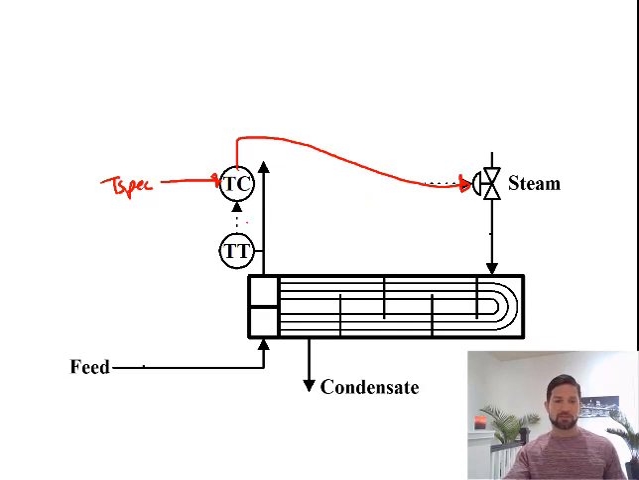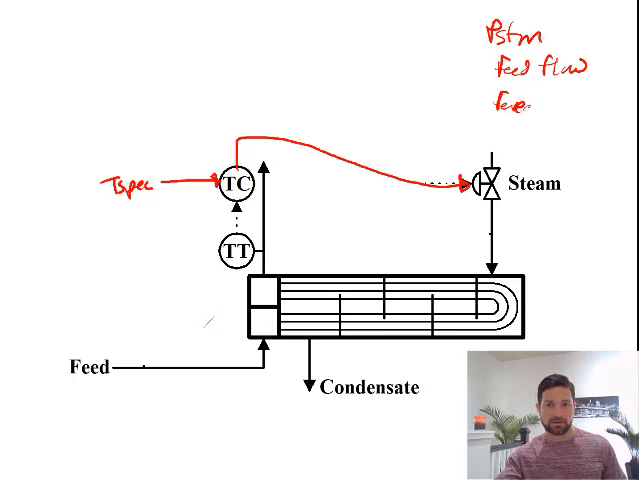So again, there's a variety of disturbances that can affect this process, so we're going to look at a couple of them. Okay, so one disturbance could be the pressure of the steam. If the pressure of the steam changes, it's going to change the flow of steam through the process. So we can account for that, possibly using a feed forward strategy. We can also have the feed flow. So the feed flow can change. We also could have the feed temperature change, which is going to all affect the process.